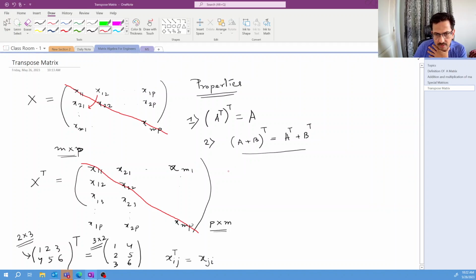So this is important. The important property is multiplication. When you do the multiplication, or product, of two matrices, then it will not follow this property. It will be B transpose into A transpose. So the order matters. Remember this, this is very important. The order matters.